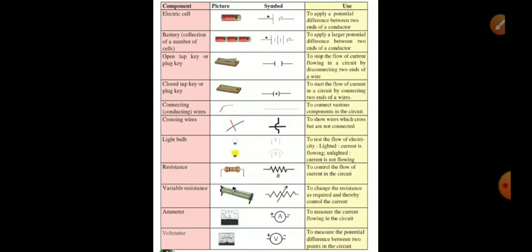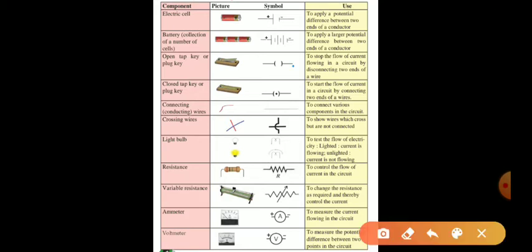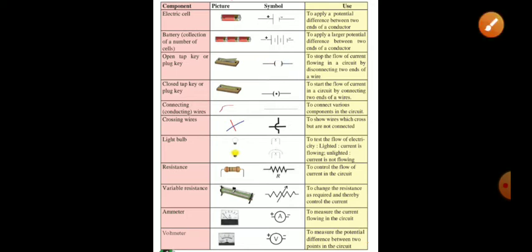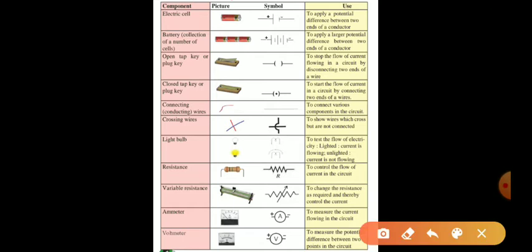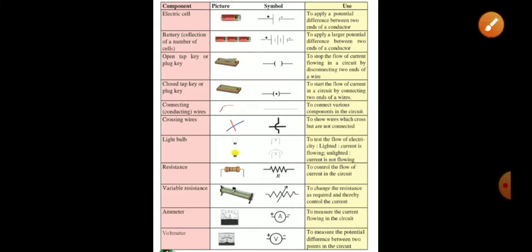Now after that, the open tap key or plug key. You can see the open tap key is denoted by that symbol over here. It is used to stop the flow of current in a circuit by disconnecting two ends of the wire. So to stop the current, that plug key is used. After that, the close tap key or plug key. The symbol is the same, but the only difference is the dot inside that symbol. To start the flow of current in the circuit by connecting two ends of the wires, that plug key is used.